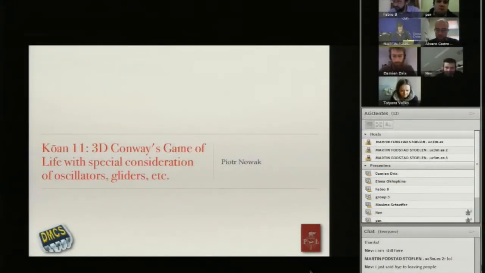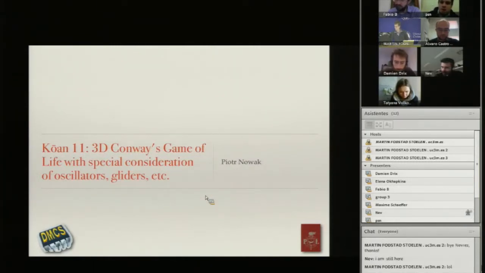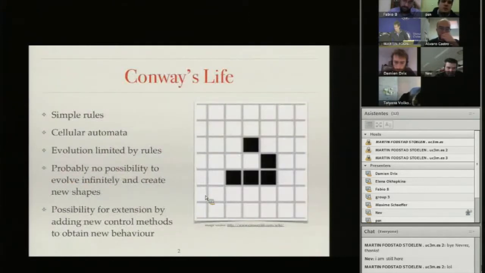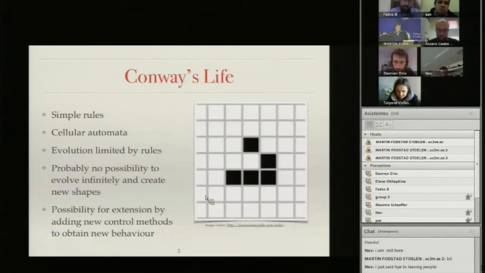We will have two presentations, two similar approaches. We considered Conway's game of life and how to evolve this game, how to add intelligence. So from the beginning, we have simple rules in the life.